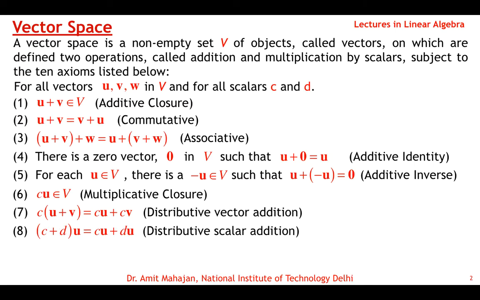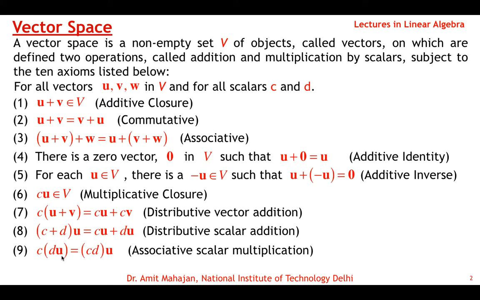Similarly, we have a distributive property with respect to scalar addition, that you add two scalars and then scale the vector, or you scale the vector with respect to the two scalars and then add those two vectors, it gives the same result. Okay, the ninth property is that c times (d times u) is the same as (c d) times u.